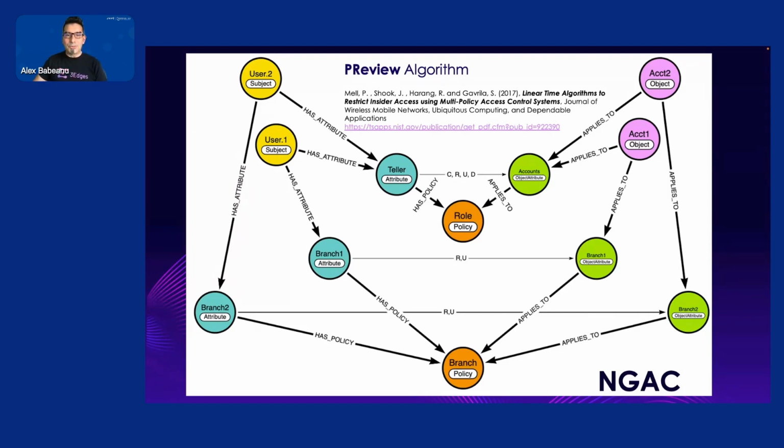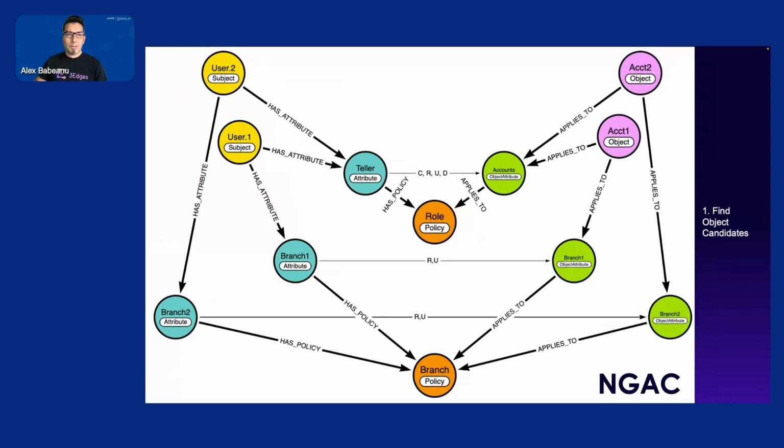Before you jump to conclusions, no, it's not heavy on IOs. You can actually load the subgraph or the whole graph in memory and compute everything in there. So it should be pretty fast. So to look at preview, we'll look at an example here. This example will try to determine what user 1 has access to.